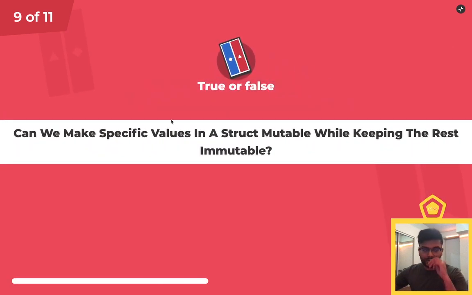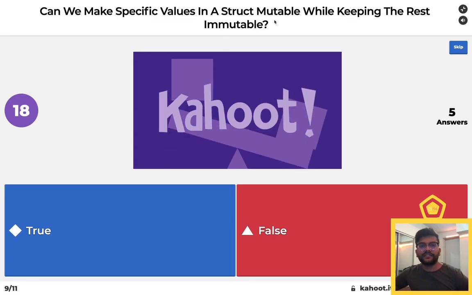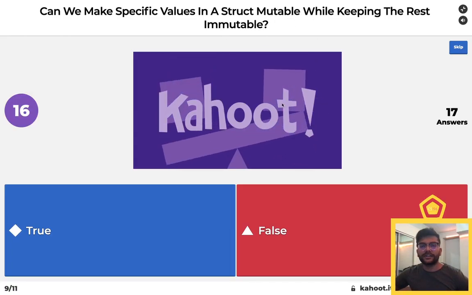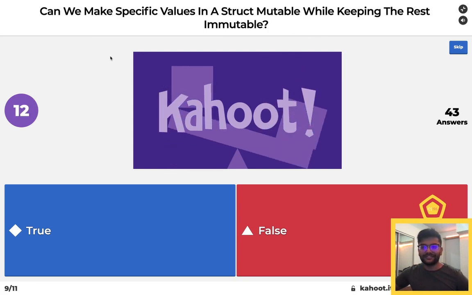Last two, then we'll go back to the cool stuff with today's lecture. So can we make specific values in the struct mutable while keeping the rest immutable? There's a big slide on this, so I hope everyone gets it correct.